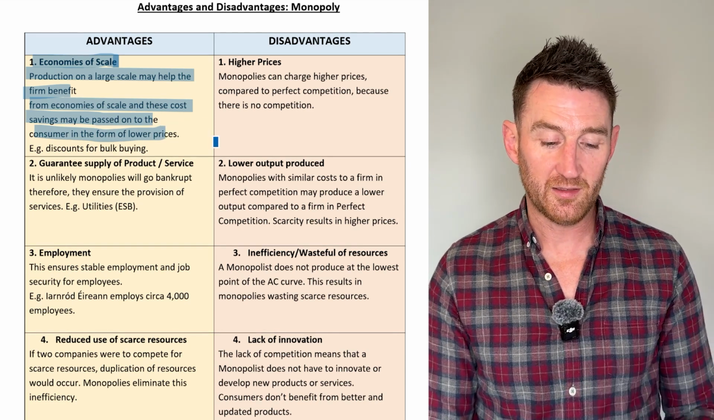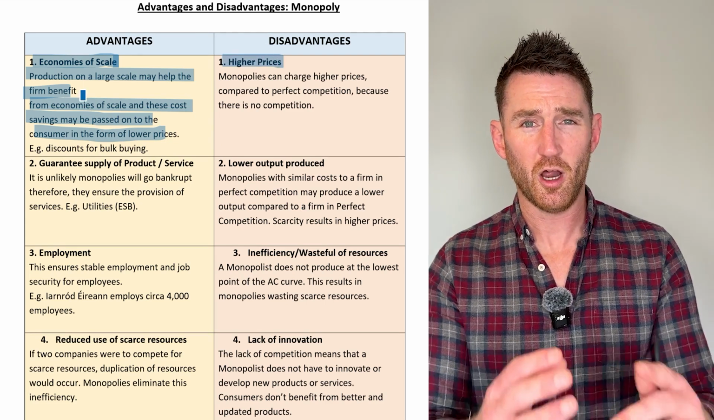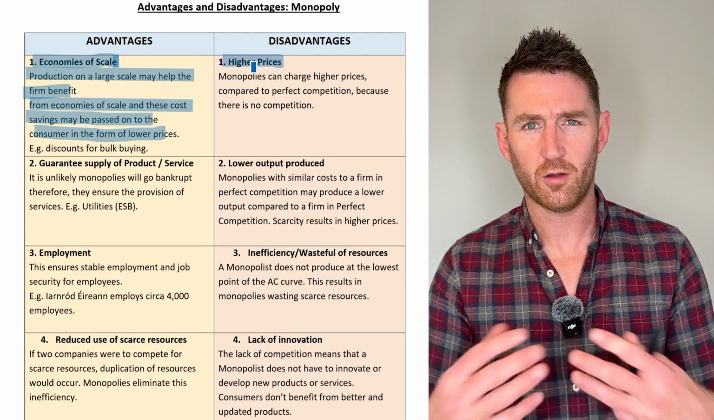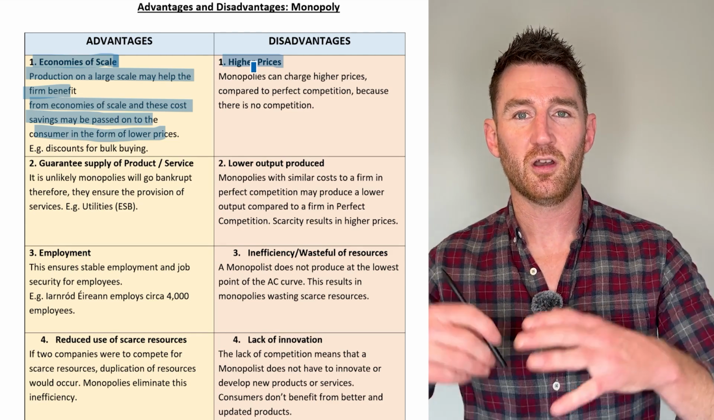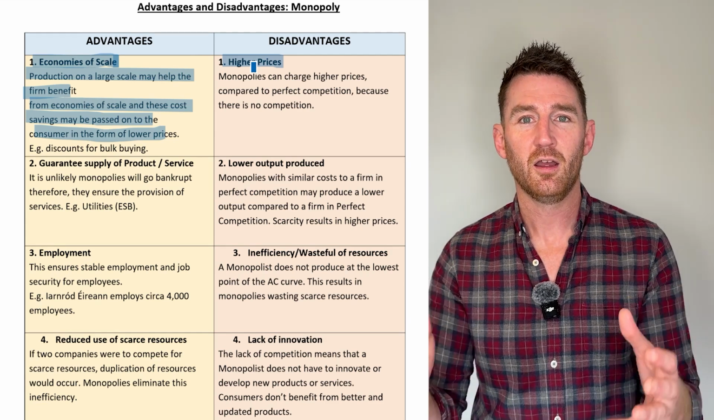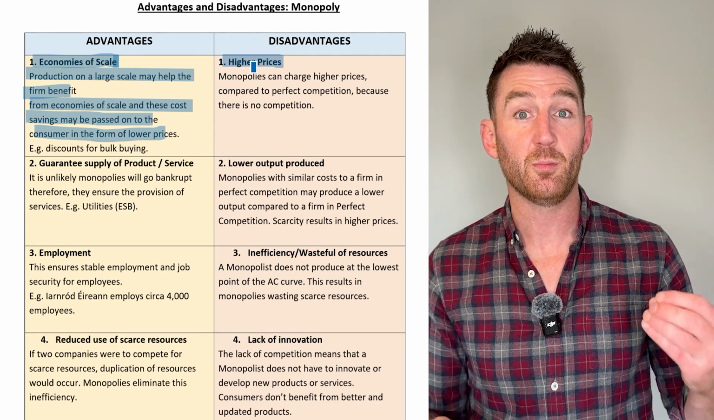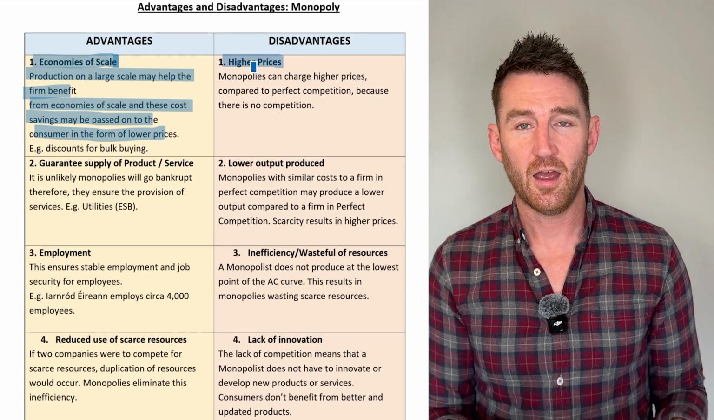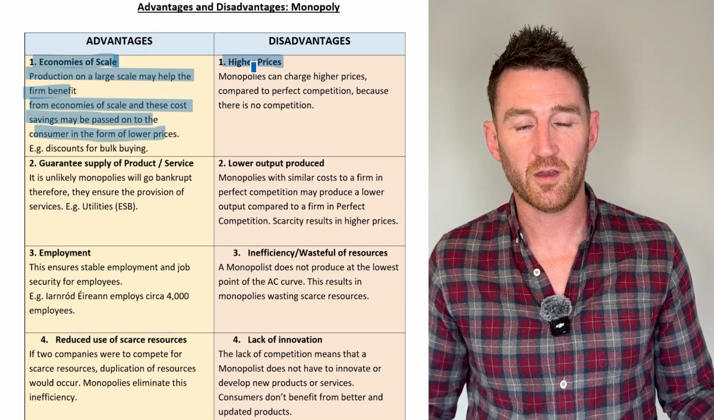But if you look over on the disadvantages side, you'll see higher prices. So over here, we're saying economies of scale might lead to lower prices, but then the first disadvantage is higher prices. This is coming at it from a slightly different perspective. This is looking at the monopoly market structure from the perspective that there's no one else competing in the market, there's no one there to compete with them, there's no one to keep the monopolist honest, and that they can totally exploit the consumer because there's no competition.